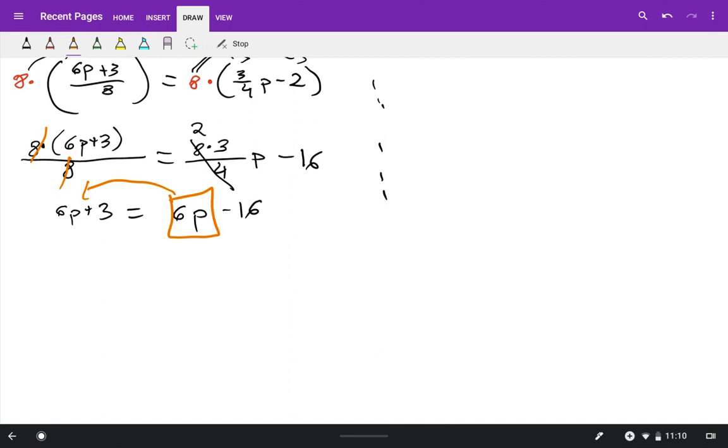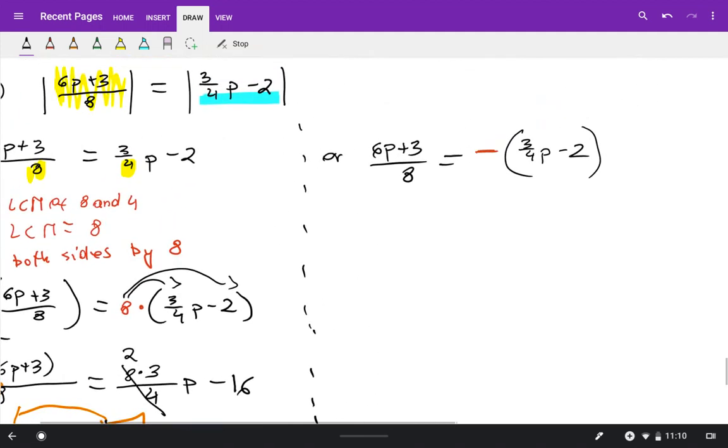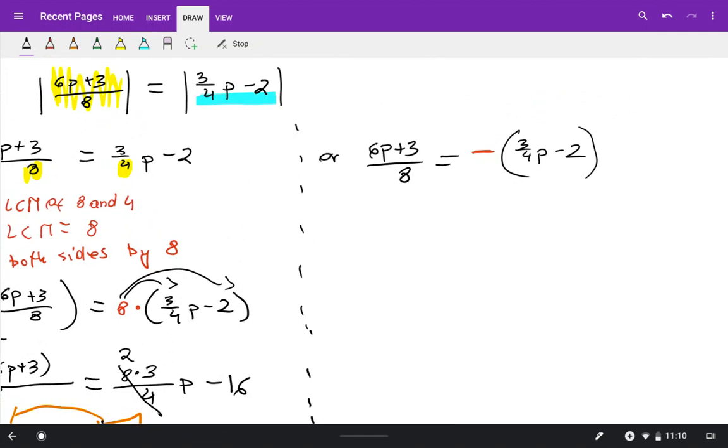6p will be moved to the left side, so I'm going to subtract 6p from both sides. And look what happened, that cancels, that cancels. You end up with 3 equals negative 16. So this is a contradiction, we talked about it. There is no solution here. You end up with a false statement. So we don't have a solution from the first equation. However, you cannot assume that the second one also does not have a solution.